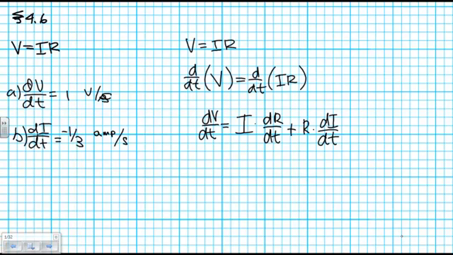They wanted what is the relationship between dV/dt, dR/dt, and dI/dt. That's it. So there's C. Good? Okay, that was number 7.